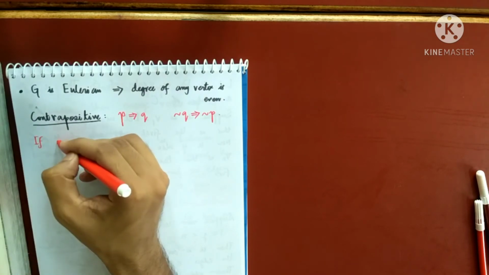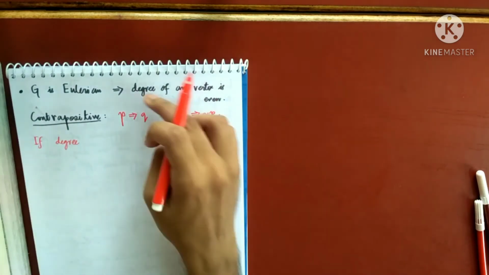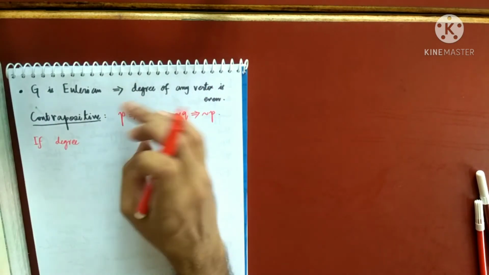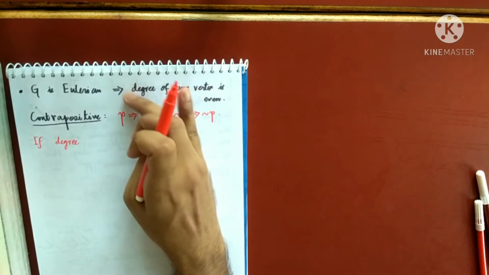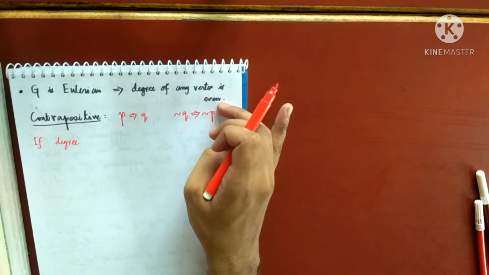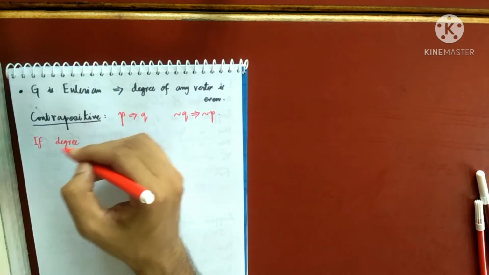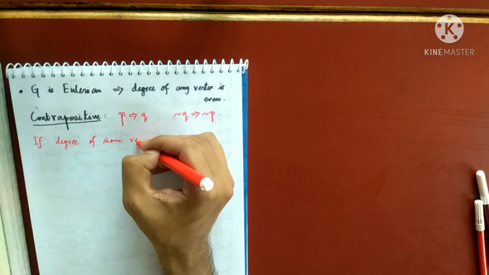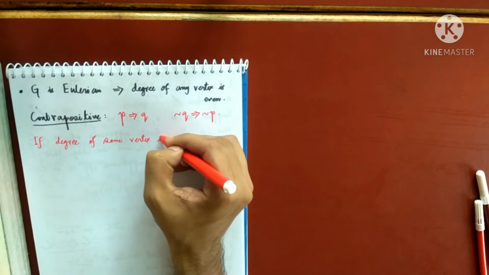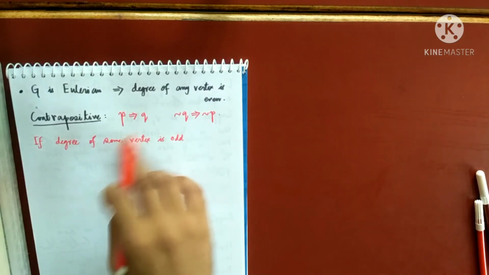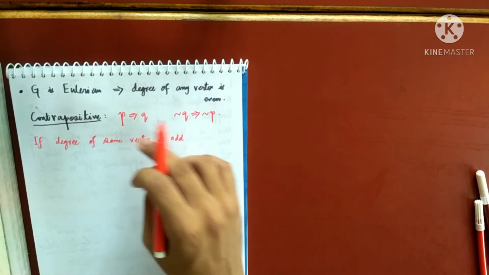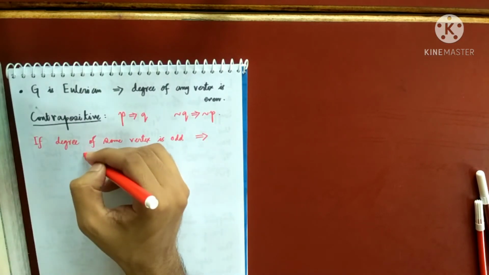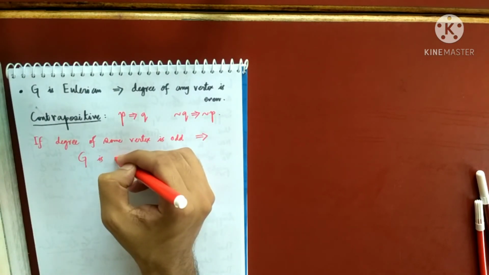So P implies Q. What is the contrapositive? If this does not hold... this is P, this is Q. So negation Q implies negation P. The negation of this, degree of any vertex is even, becomes: if the degree of some vertex is odd, since any reduces to some, then that implies G is not Eulerian.